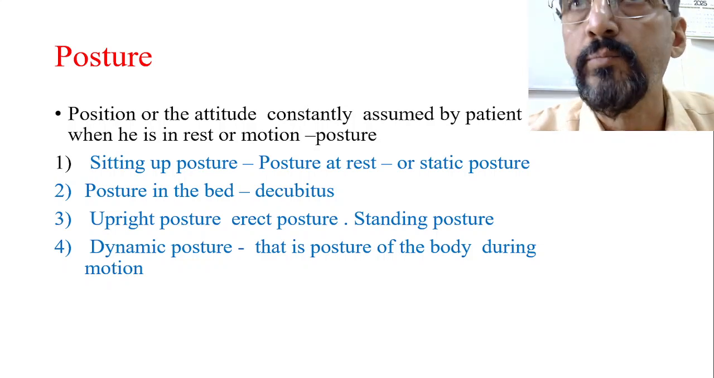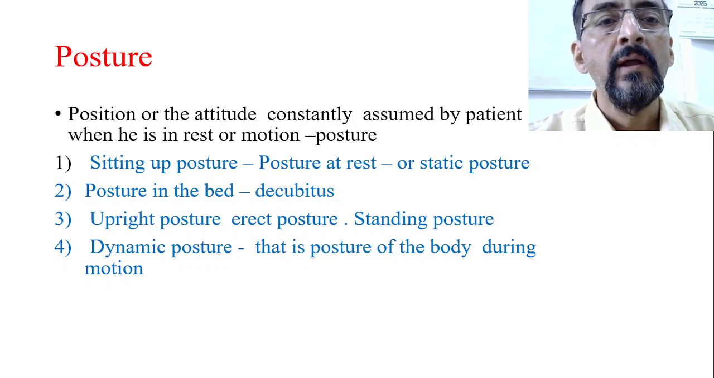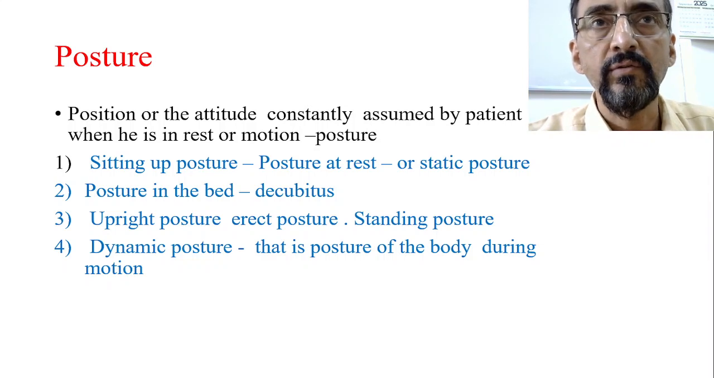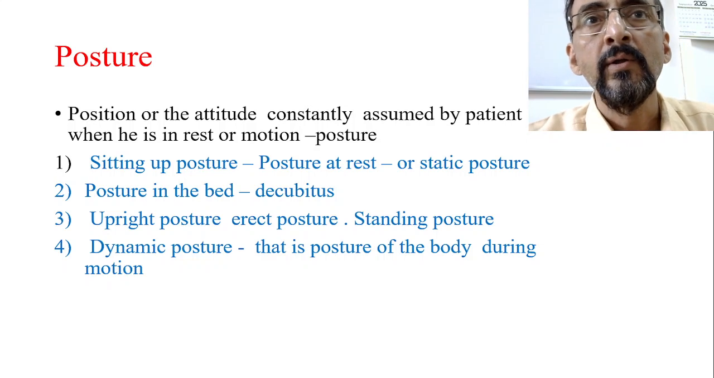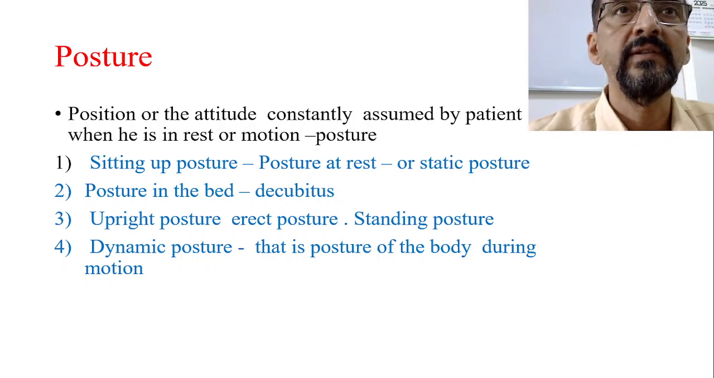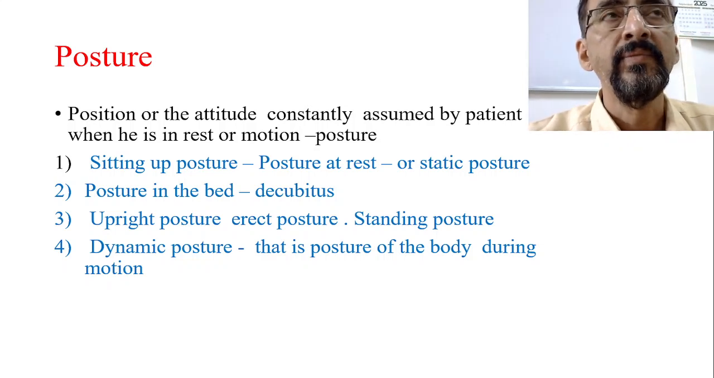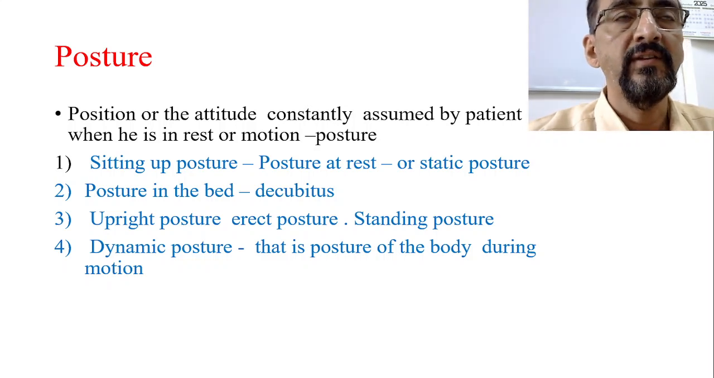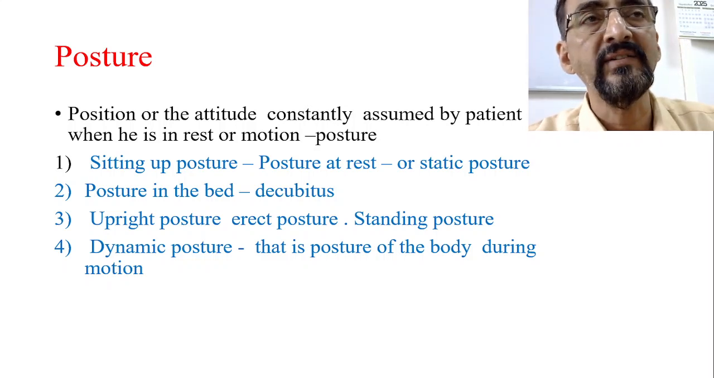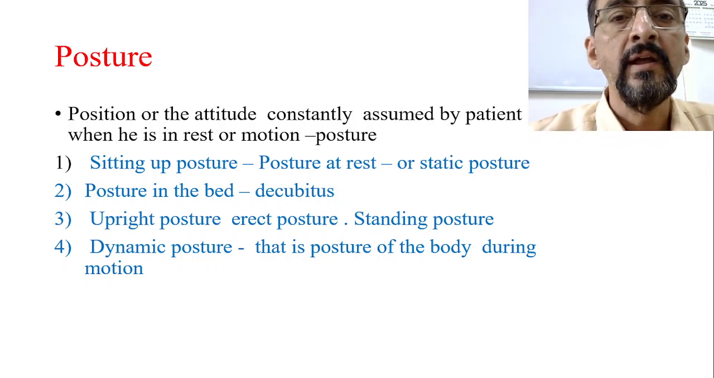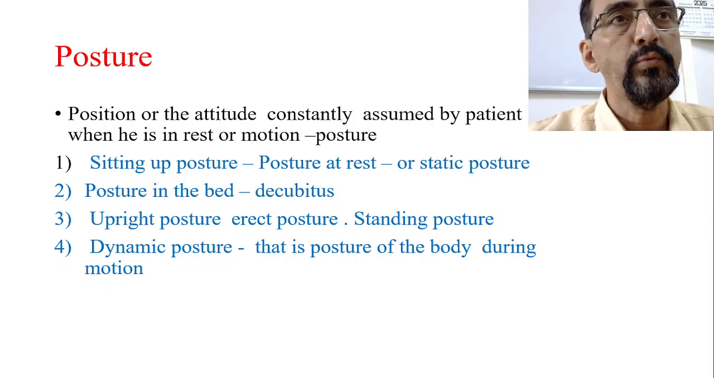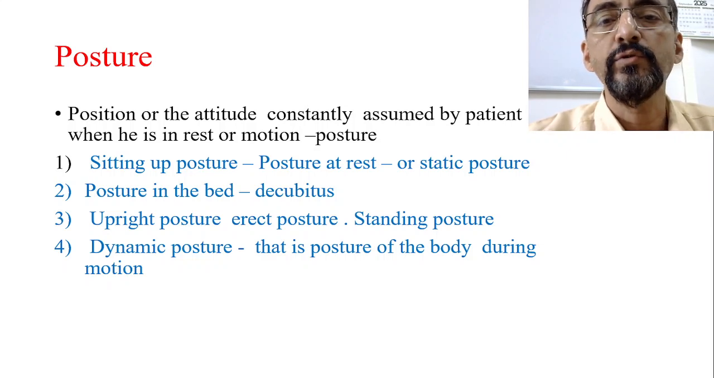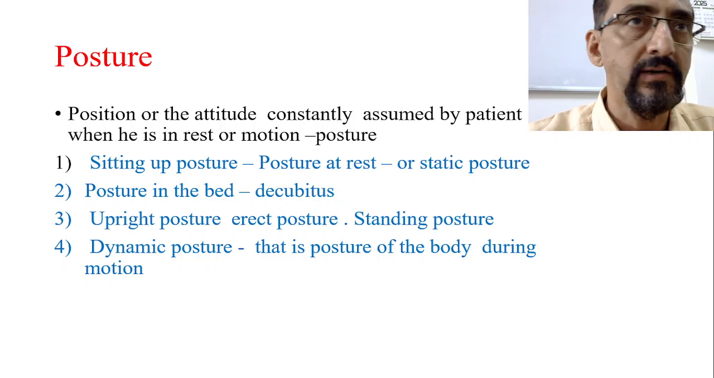For example, sitting posture. Sitting posture means the posture attained by the patient in the sitting position. When sitting, how he is sitting actually, whether one side is drooped down, whether it is hyperextended or hypoextended. Whether he is sitting in the erect position or bending to one side, like scoliosis or kyphosis. Sitting posture is also called posture at rest, posture at static condition, or static posture.